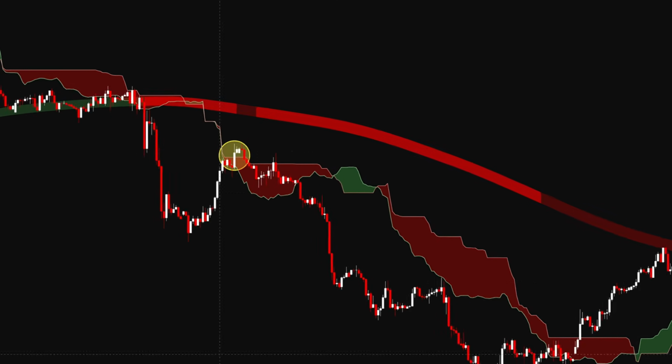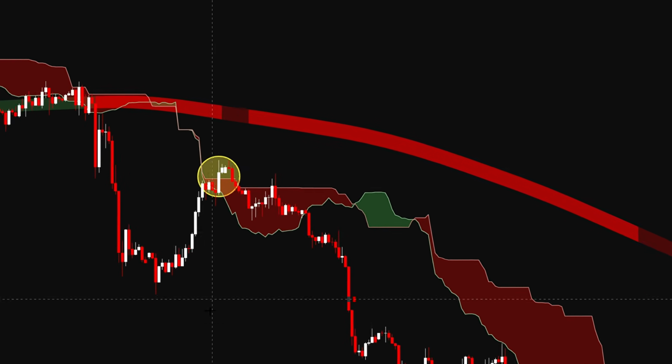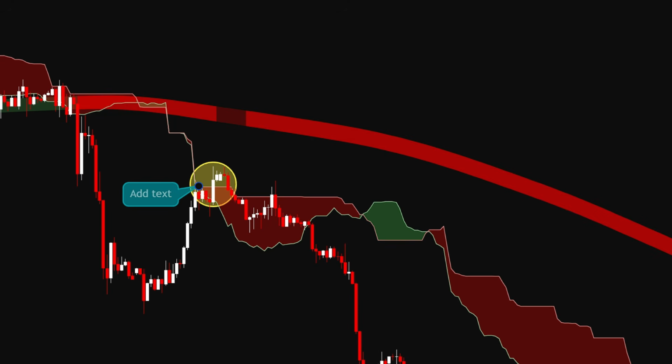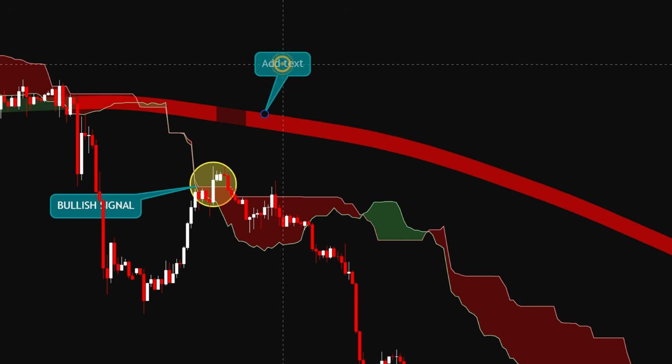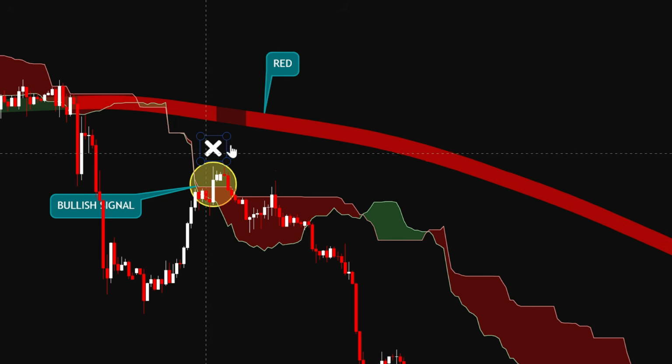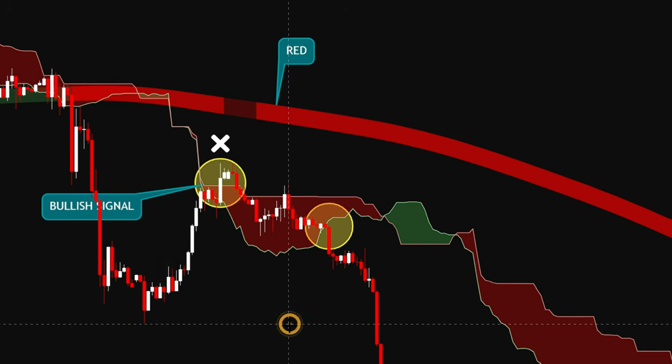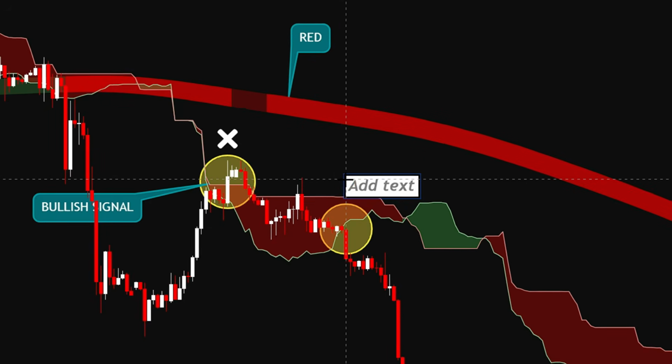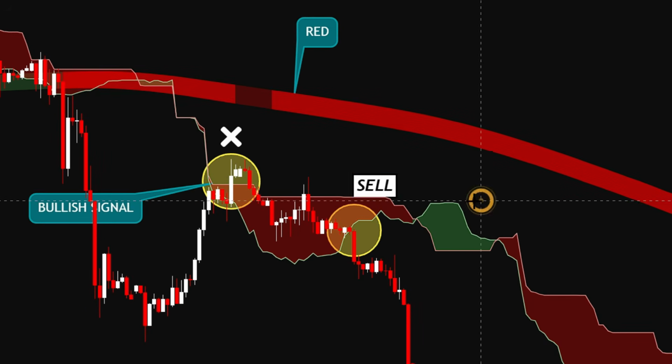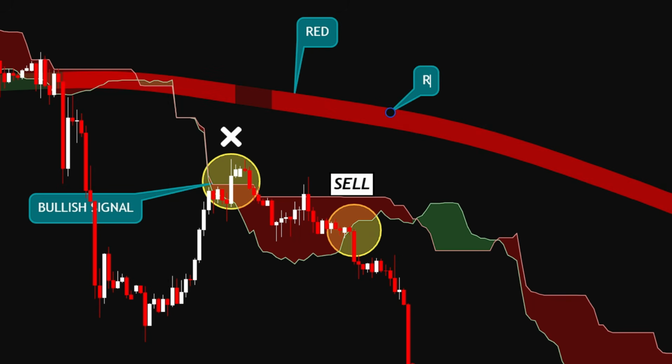Right here, the market bias is red. The candles are below it, so the trend is down. And that bullish breakout that popped up earlier, not valid. We ignore it. But then, watch this. The Ichimoku Cloud shows price breaking down below the cloud. That lines up perfectly with the red bias. That's a valid setup according to this strategy.